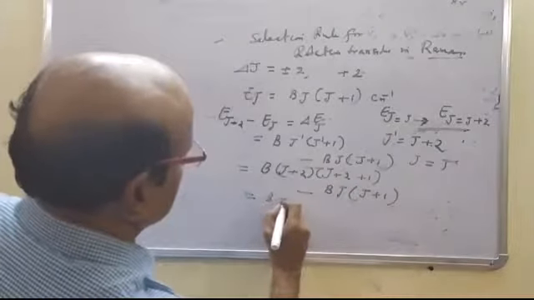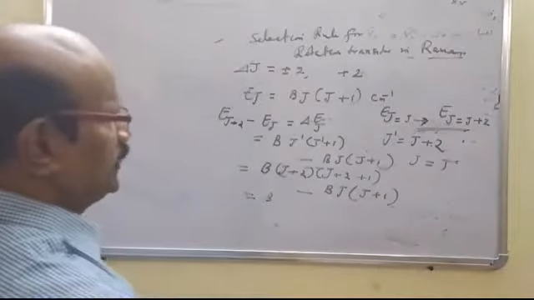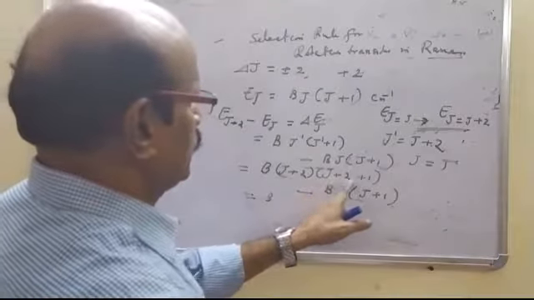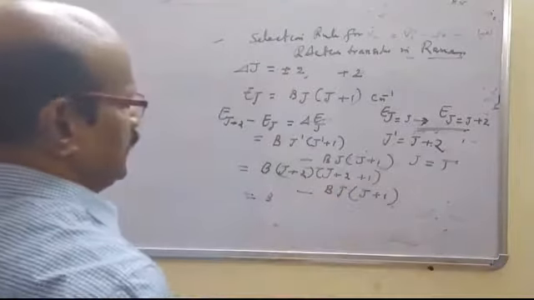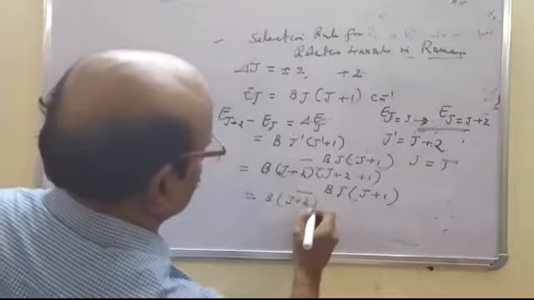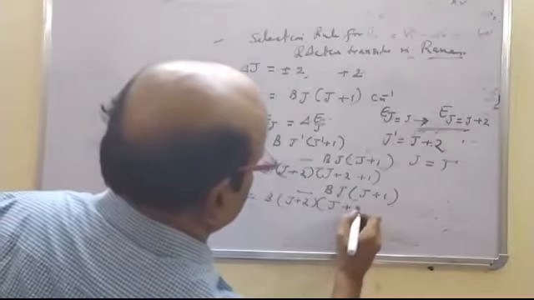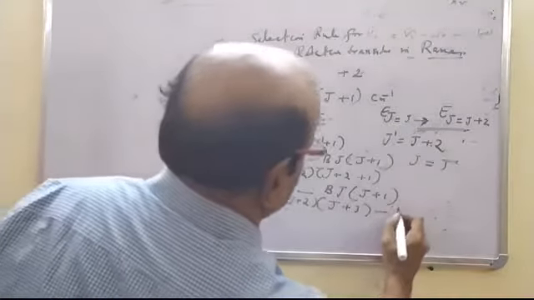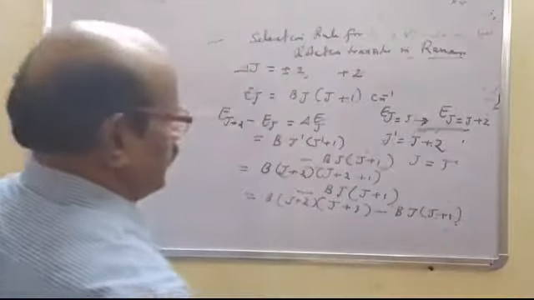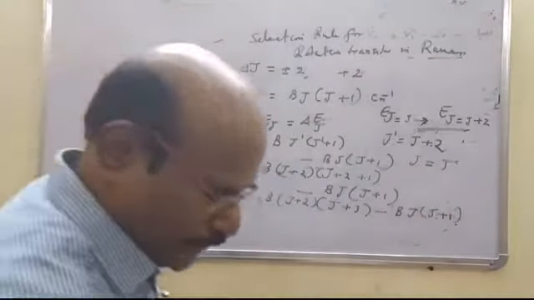Bj, okay, J plus 2 പുറത്തെടുക്കുക, J plus 2 into J plus 2 plus 1, that is equal to J plus 3. ഇതിലേക്ക് വരും B into J plus 2 into J plus 3 minus Bj into J plus 1. Okay. So we have the equation.